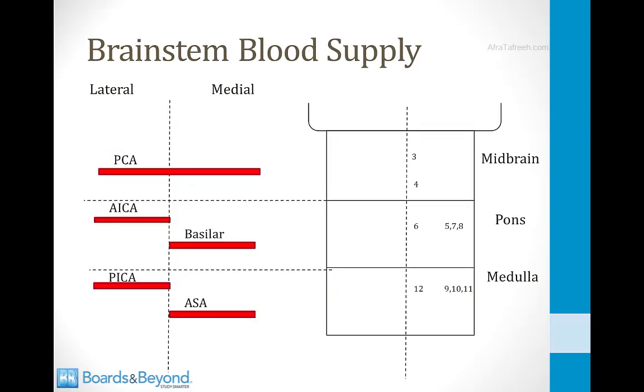Now, not all brainstem syndromes are caused by strokes, some are caused by tumors, but if you do see one caused by a stroke, this slide can help you remember the blood supply. It shows the major arteries that supply the medial and lateral portions of the midbrain, pons, and medulla. And that concludes our module on the brainstem.